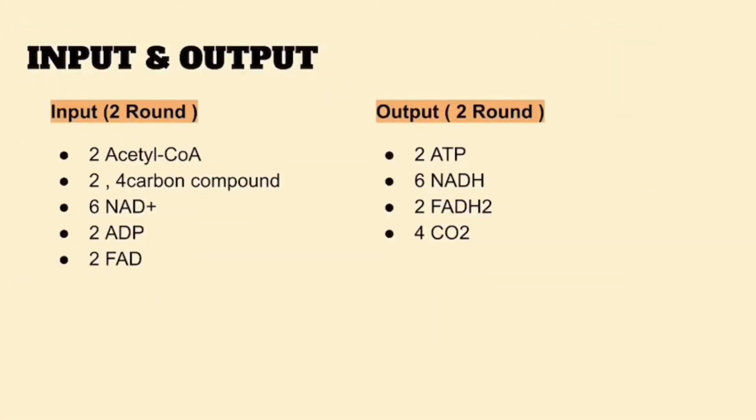So, the conclusion of the Krebs cycle: I will show you the input and output. This information already includes the 2 rounds of the Krebs cycle. For the input, it includes 2 acetyl-CoA, 2 4-carbon compounds, 6 NAD+, 2 ADP, and 2 FAD. And the output, also for 2 rounds, has 2 ATP, 6 NADH, 2 FADH2, and 4 CO2.